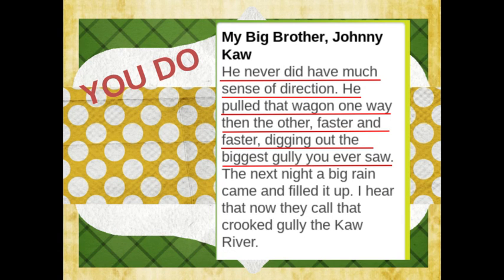This excerpt says, "He never did have much sense of direction. He pulled that wagon one way, then the other, faster and faster, digging out the biggest gully you ever saw. The next night, a big rain came and filled it up. I hear that now they call that crooked gully the Caw River."